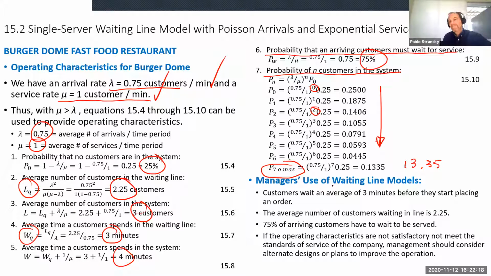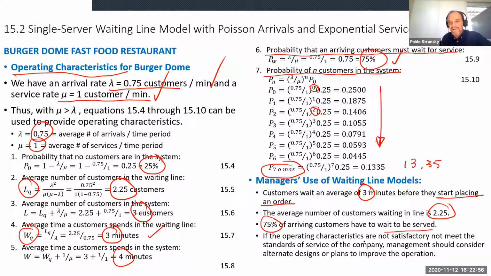Managers' use of waiting line models, that means the use of these operating characteristics, okay? Customers must wait an average of 3 minutes before they start placing an order. We said that it was 2.5, but right now the average here is 3 minutes, okay. The average number of customers waiting is 2.25. 75% of arriving customers have to wait to be served. Where does this number come from? Do you know? It comes from here, okay.